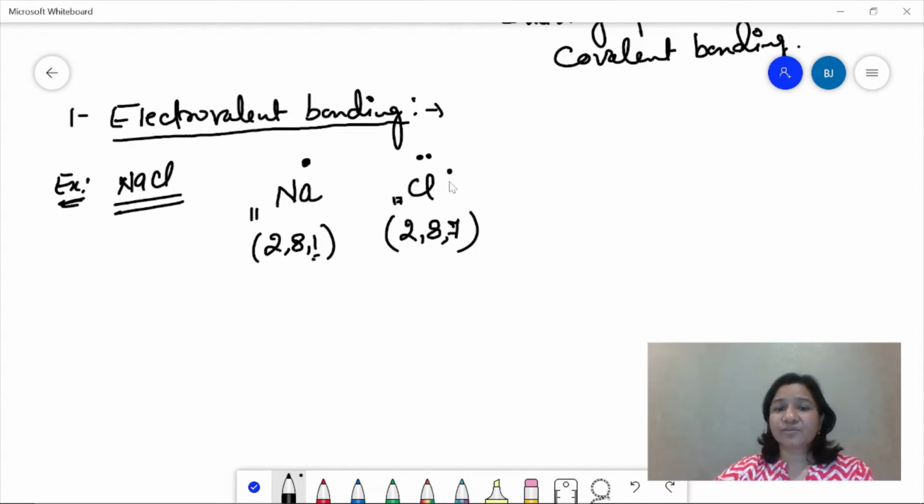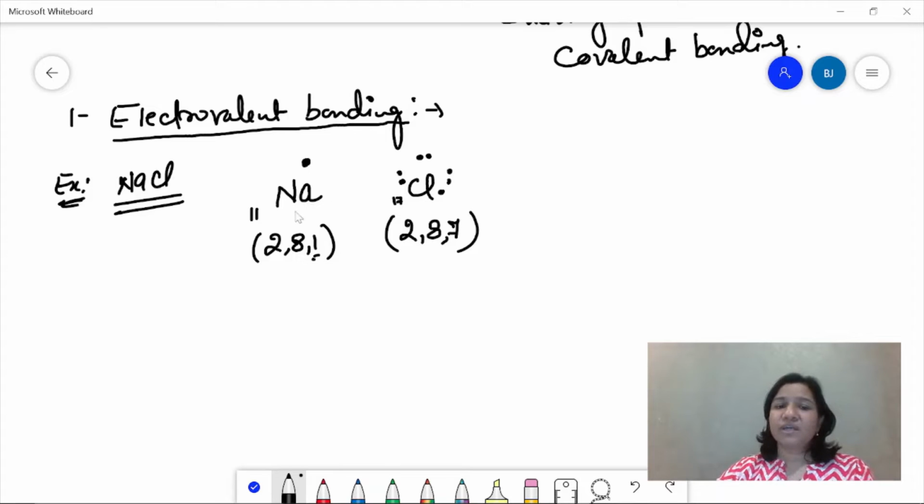Total how many electrons do we have? 7 electrons. So in Lewis dot structure, what do we do? We write the symbol of the element and the electrons which are present in its valence shell around that symbol, right? So sodium's Lewis dot structure is this, chlorine's Lewis dot structure is this.